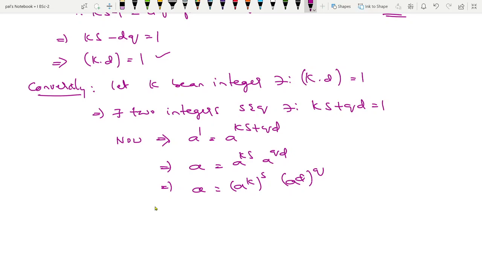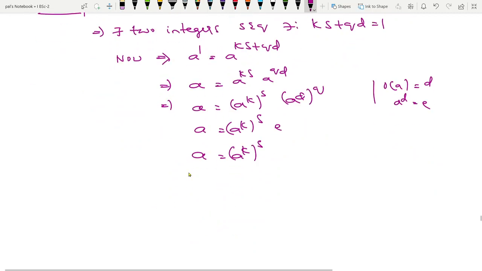So the order of the element a is d. Since the order of a is d, a power d is equal to e. So this is e. a is equal to (a power k) whole power s into e. So that is a is equal to (a power k) whole power s. That means we can express a in powers of a power k. So any number a can be written as powers of a power k.